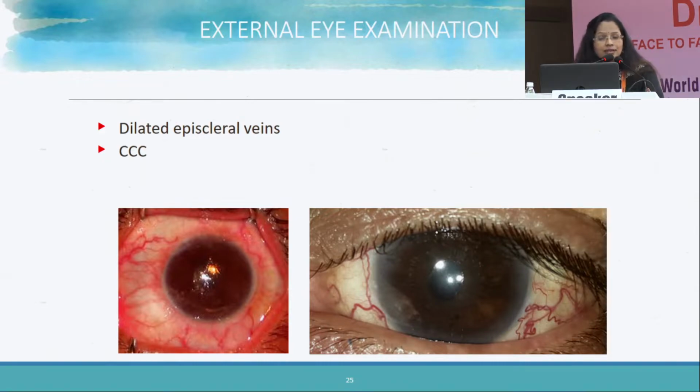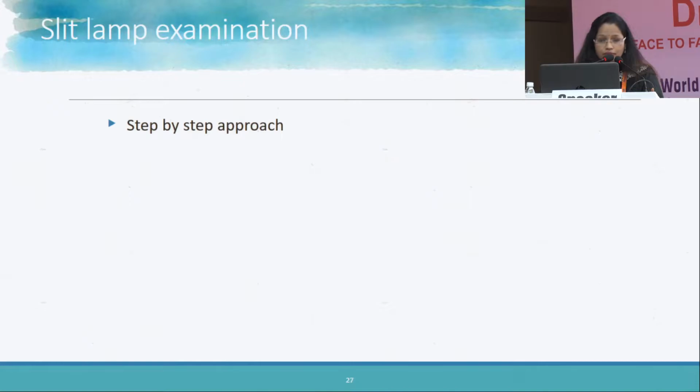Then coming to slit lamp examination, of course circumciliary congestion you all see, but sometimes in the second photograph you can see these kind of dilated episcleral vein. So we know that these type of dilated episcleral vein might be associated with raised intraocular pressure due to increase in episcleral venous pressure. So in such cases we should be careful.